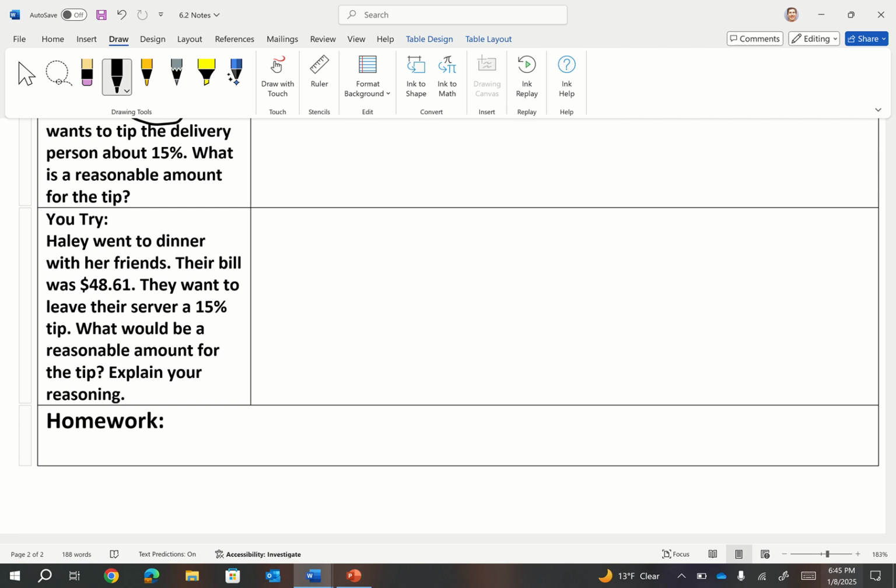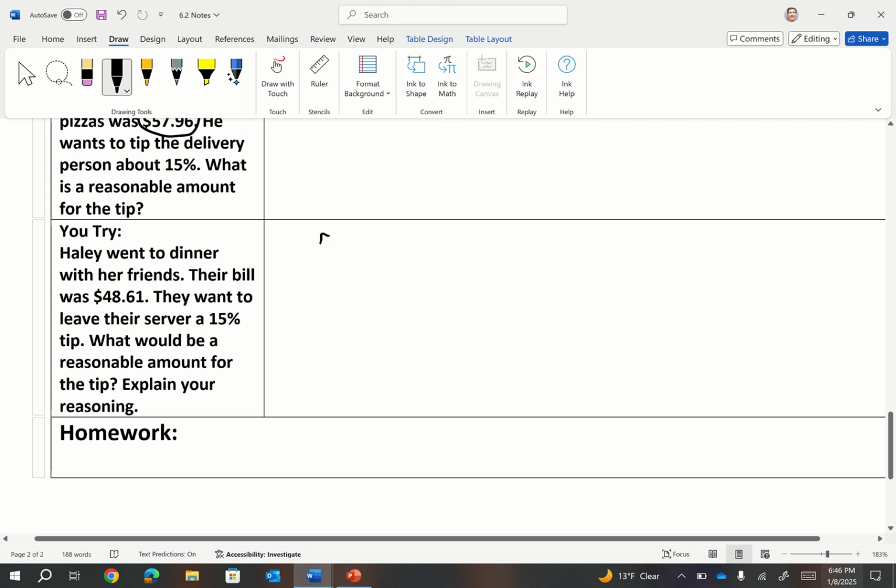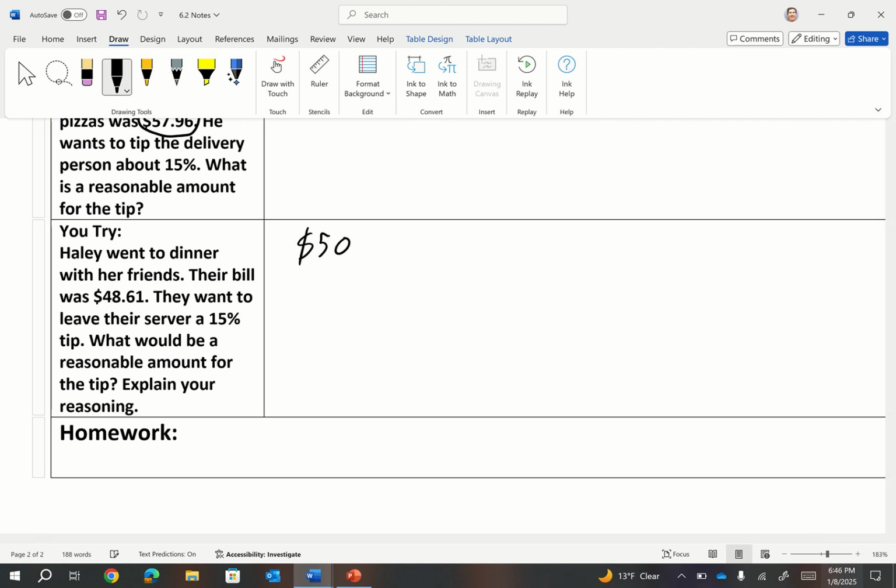Okay, so again, $48.61. Their bill was $48.61. They want to leave their server a 15% tip. What would be a reasonable amount for the tip? Okay, so again, we don't need to round this to 49. We can just say this is about a $50 meal. We're going to find 10% of 50, which is 5. We're then going to find 5% of that, because we want 10% plus 5%. So 5%, cut 5 in half, we get 2.5. Add those together, and a reasonable tip would be $7.50.